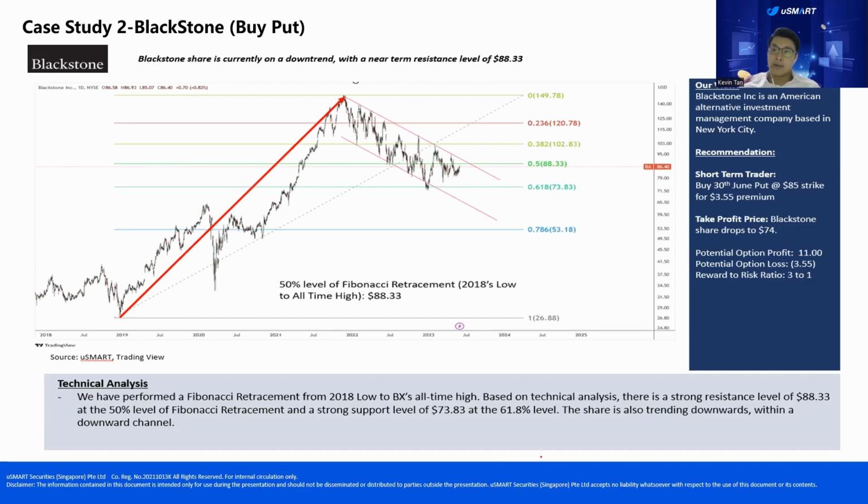Our recommendation to investors was to take profit on this put option the moment Blackstone shares fell to $74. This represents a potential profit of $11, because you have the right to sell Blackstone shares at 85, but Blackstone shares are $74 right now. So your option has an intrinsic value of $11.